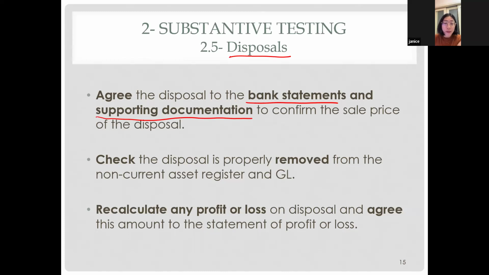If we dispose, it means it doesn't belong to us anymore, so we need to make sure it's properly removed from the register and the general ledger. And we know whenever we dispose something, we have a gain or loss on disposal, right? So we need to calculate any profit or loss and record this amount in the statement of profit or loss. Okay, we're going to use the net book value and we're going to compare that with our sales price.